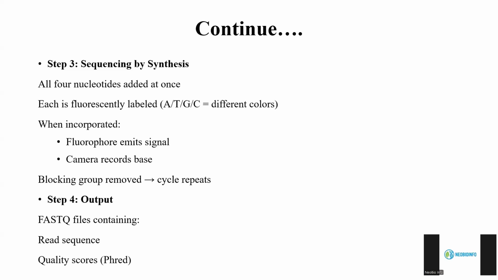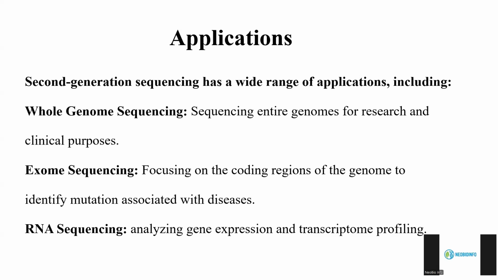What we get in the fourth step is the output. We get a FASTQ file that contains the read sequence and the quality code for each read. Second generation sequencing has multiple roles in the research field, and it is widely used in genomic sequencing. Genomic sequencing is sequencing the entire genome for research and clinical purposes.